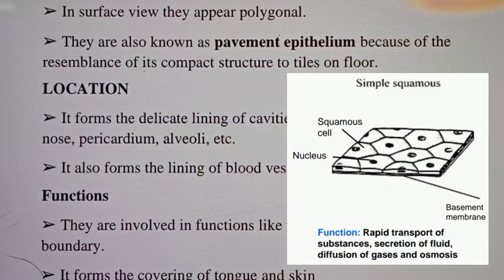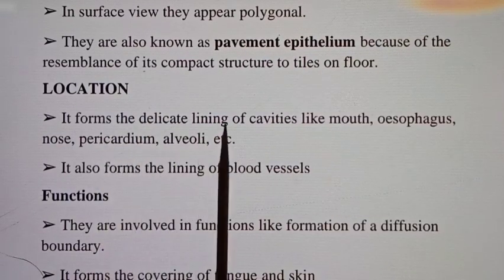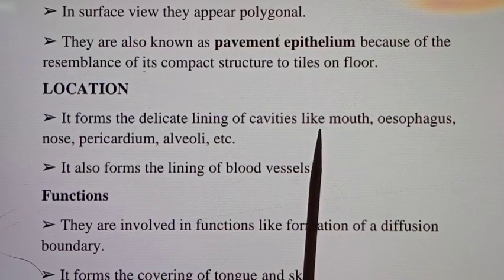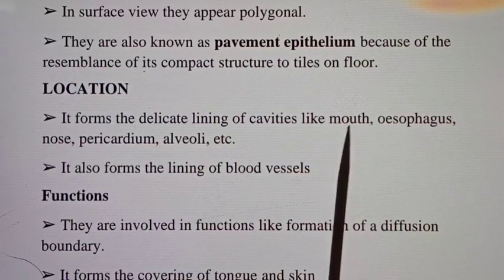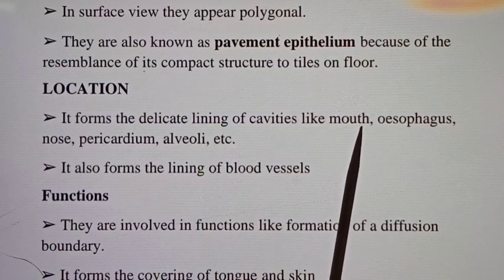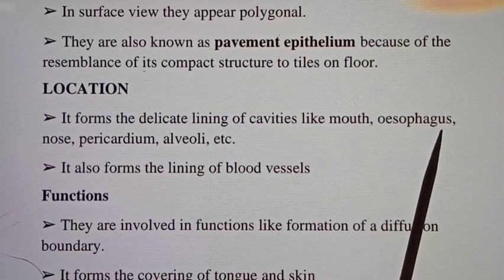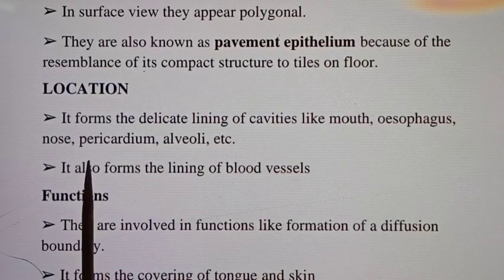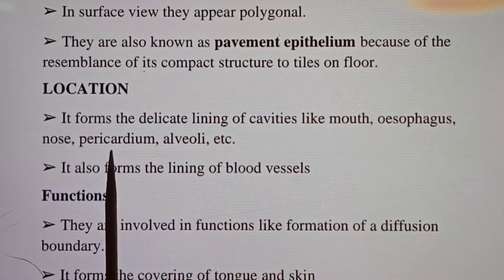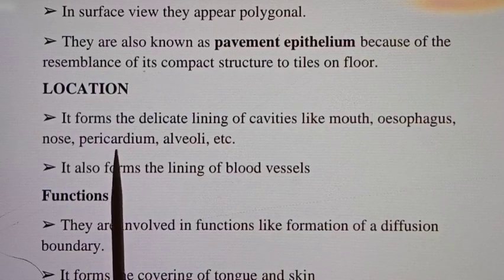So where is it located in our body? It forms a delicate lining of cavities like the mouth. That means the delicate lining of the mouth is also made up of simple squamous epithelium, which can be easily damaged. The esophagus can also be easily damaged. And inside the nose, the linings are made up of epithelial tissue. The pericardium is the surrounding wall of the heart, and that is also made up of simple squamous epithelium.